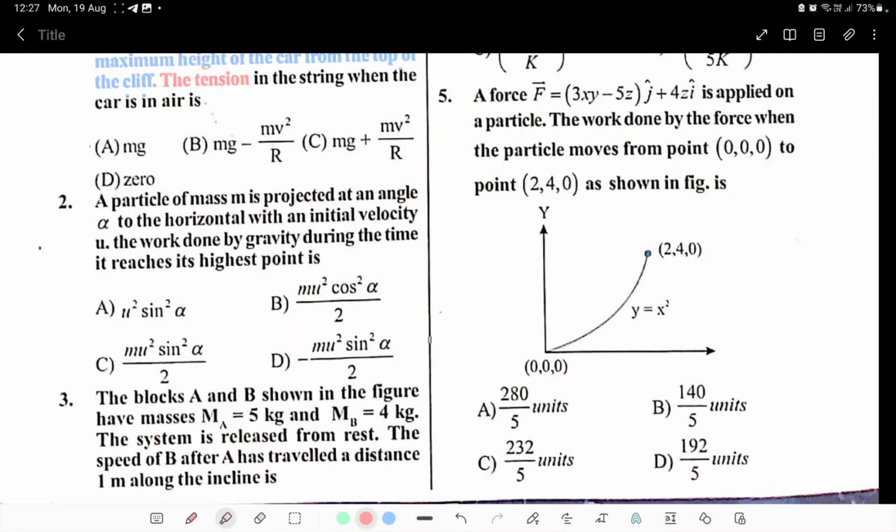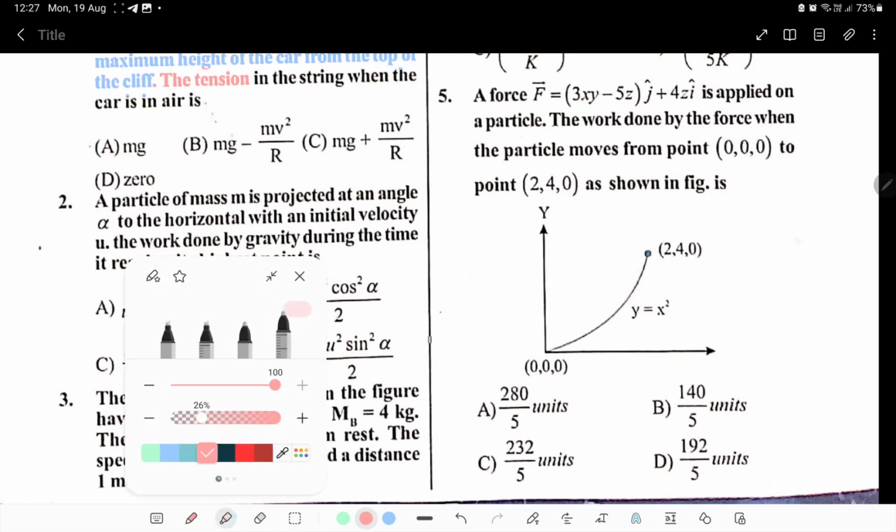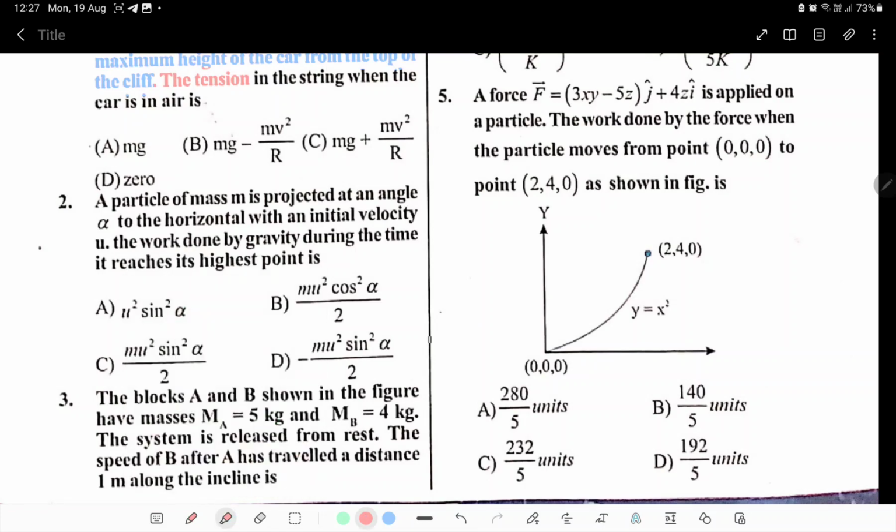Number 2. A particle of mass m is projected at an angle of alpha to the horizontal with the initial velocity u. The work done by the gravity during the time it reaches its highest point is. Let me highlight the question. Right, so we are throwing with the angle of alpha and with the initial velocity u, and we have to find the work done by the gravity. We need to calculate the work done by the gravity when it reaches the highest point, right?